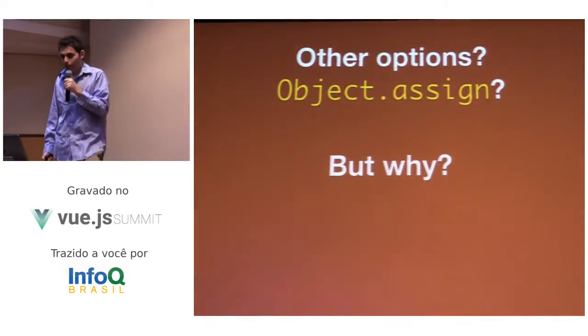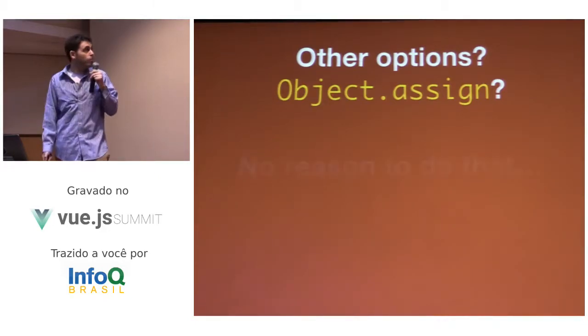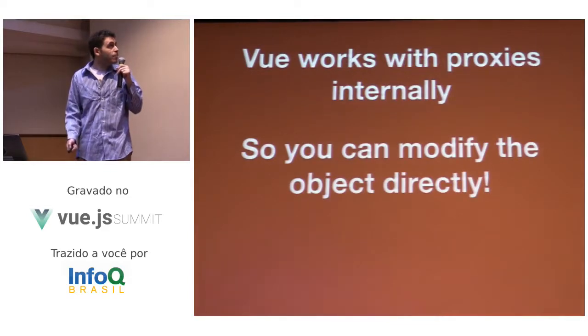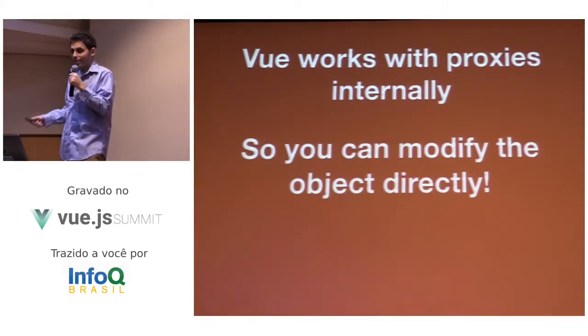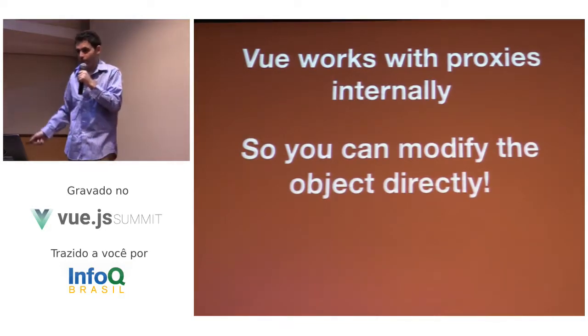And what about other options then? What would you use instead? You would use Object.assign, but there's no reason to do that. So you can modify the objects directly because Vue works internally with proxies. And this is the big difference between React and Vue.